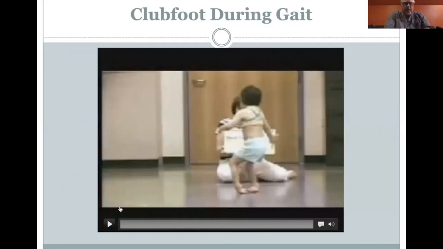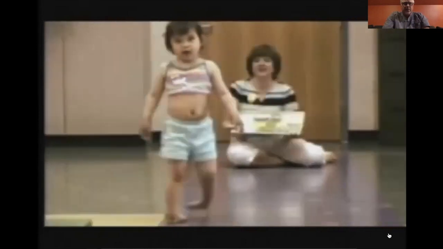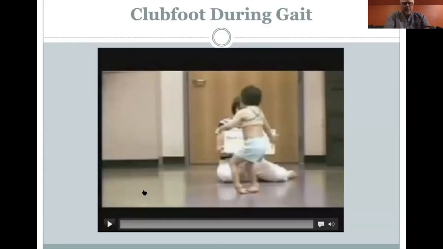Here's a child that has an untreated clubfoot that is walking. You can see how the foot adapts and becomes rigid to where they're walking essentially on their talar heads. I'll replay this again so you can watch it, and you can see how the foot turns backwards. The kids will wear their shoes backwards sometimes as they get older, and the deformity becomes more pronounced and more rigid, and adapts to the position that it's in as they're walking.